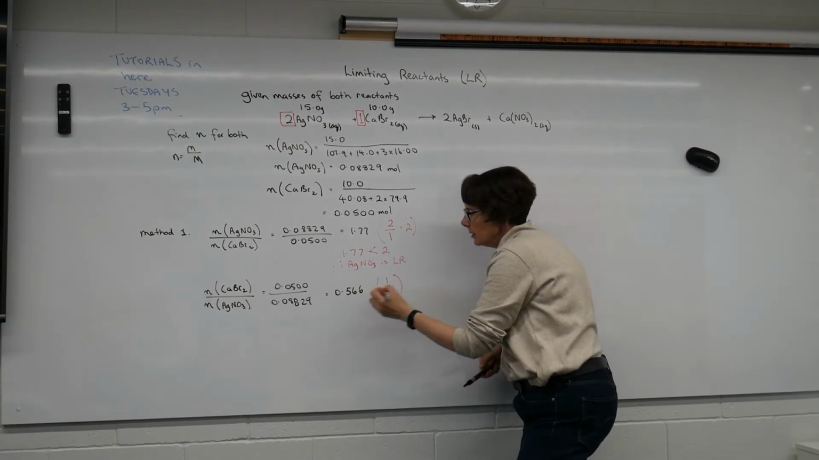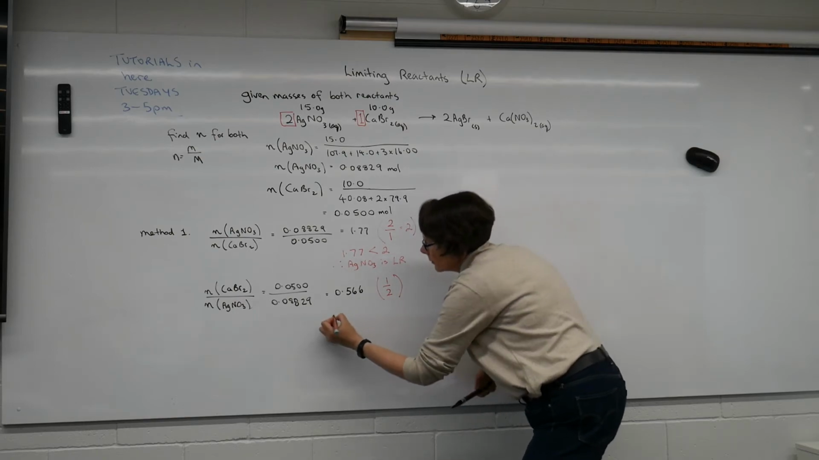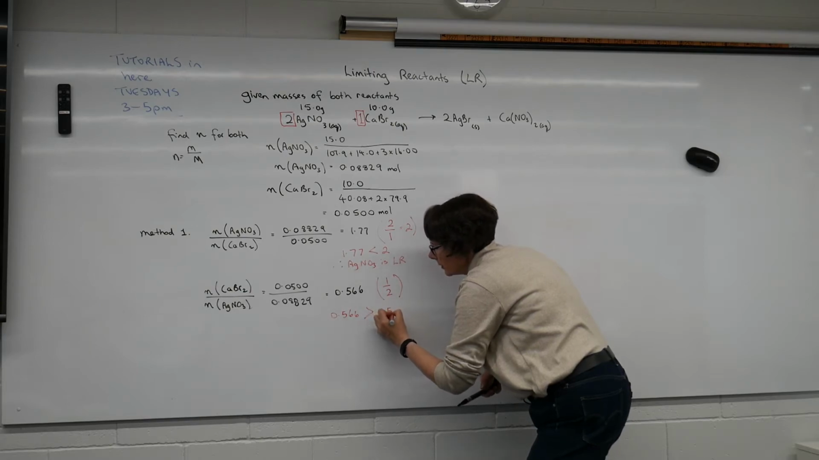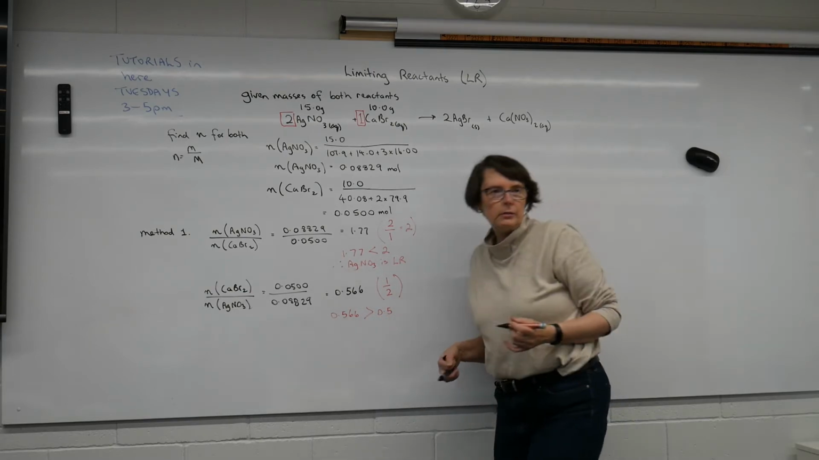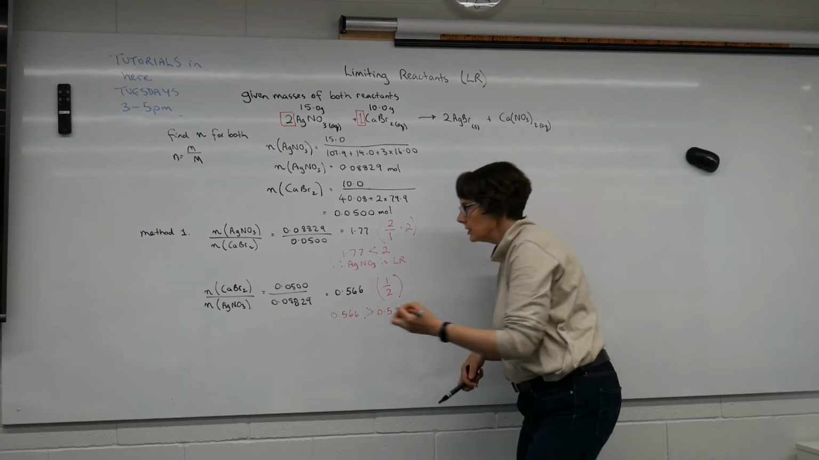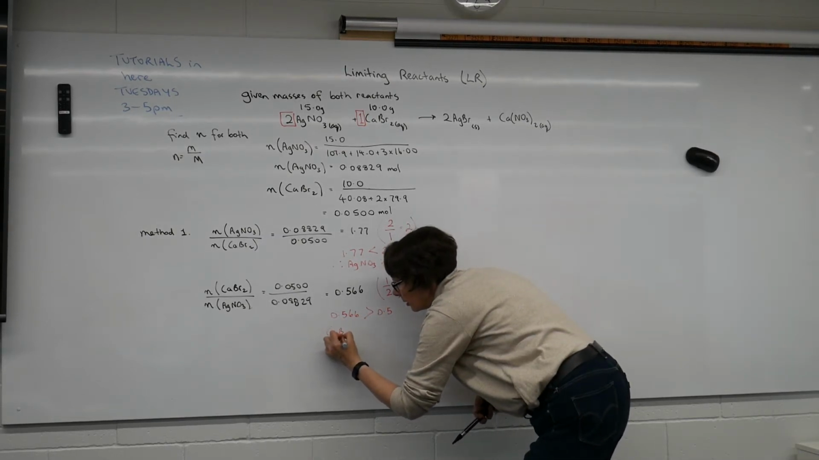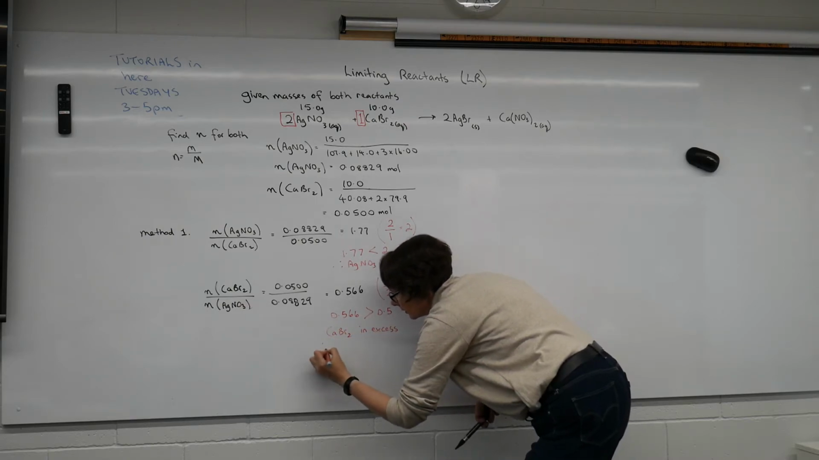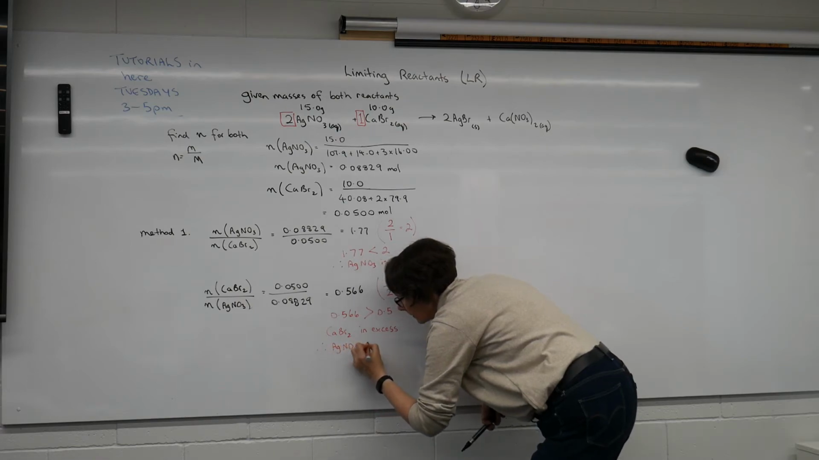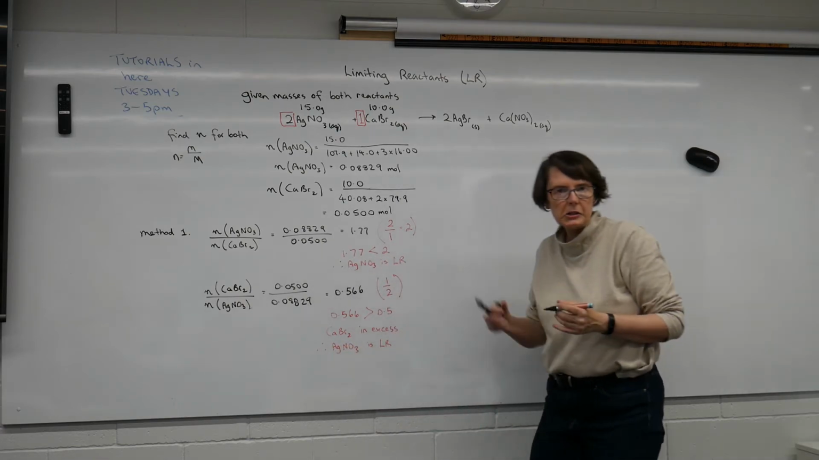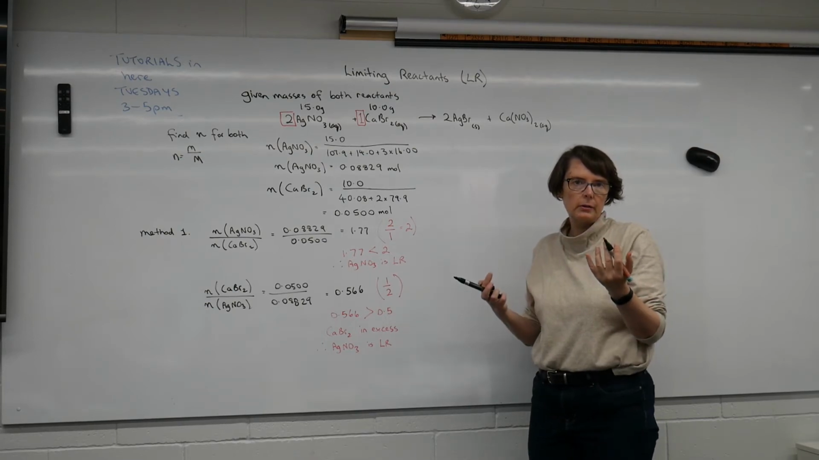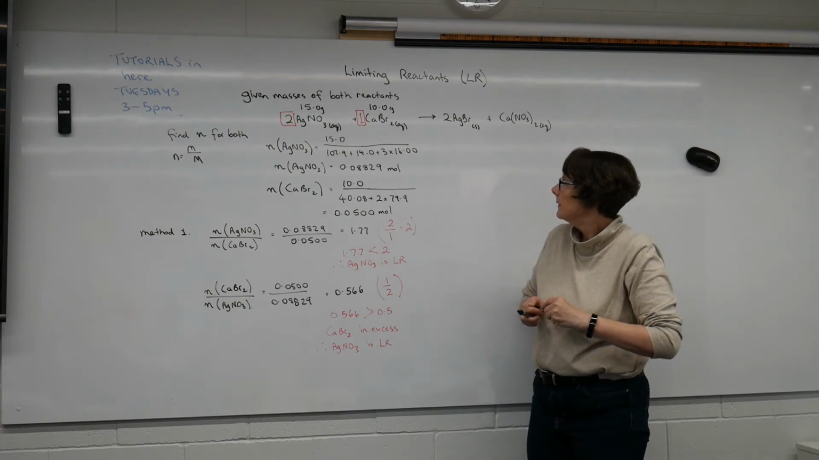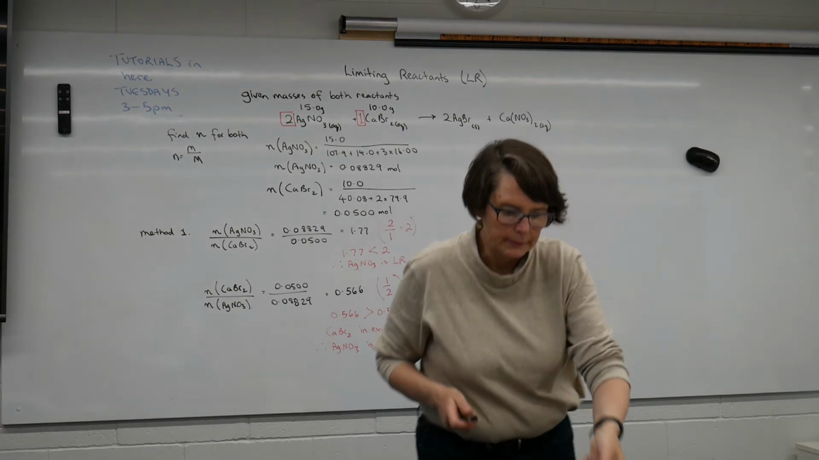Okay? And so this 0.566 is greater than a half. And so we still come up with the same, well, what this is telling me is that the calcium bromide is in excess. You see how it doesn't matter which one's on top, it's still going to tell you which one's the limiting reactant. So that's the first method.